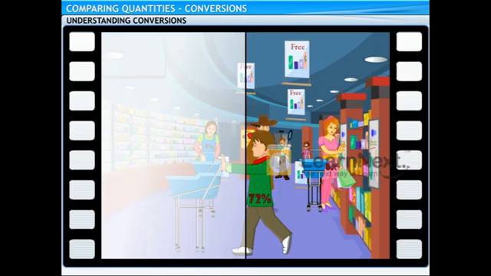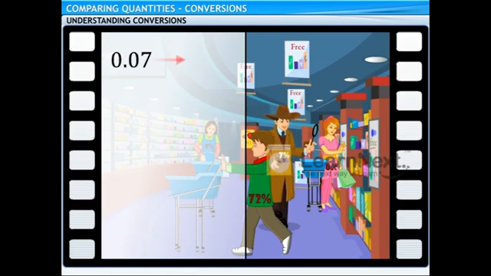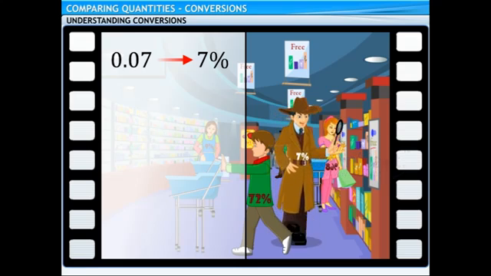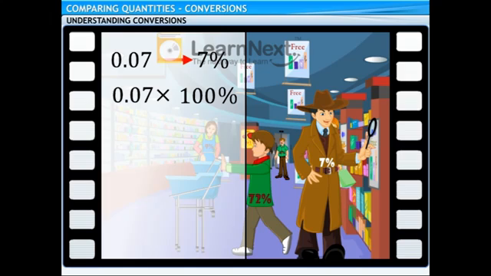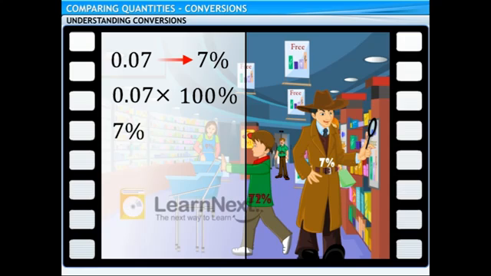You have just seen Mr. Beam convert himself from a decimal to a percentage. Let's see how he did it. To convert from decimal to percentage, we just need to multiply the decimal by 100%. So he multiplied 0.07 with 100% to get 7%.